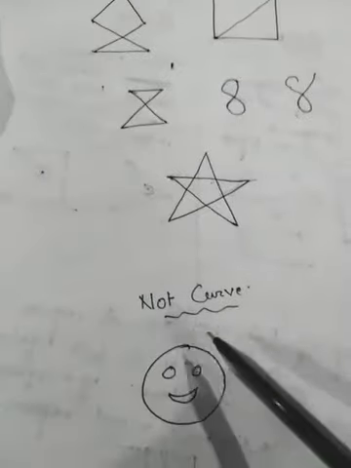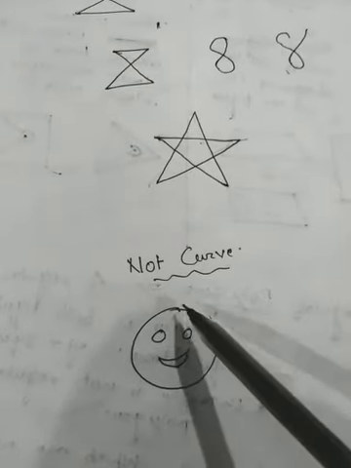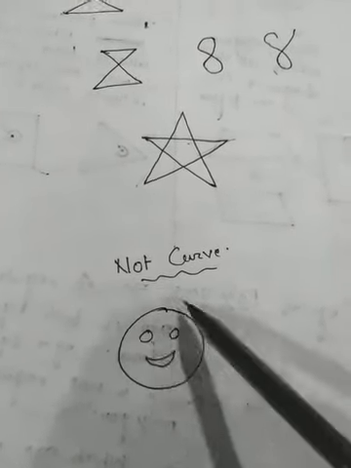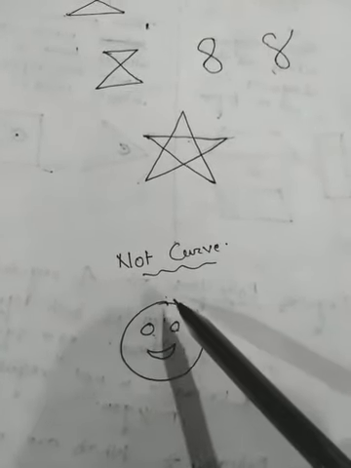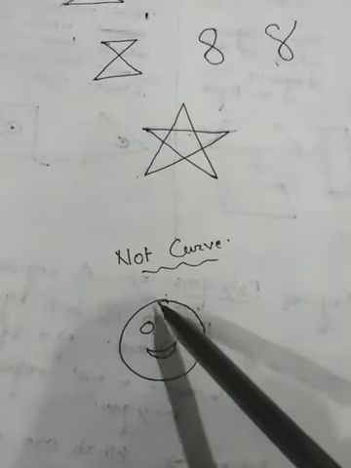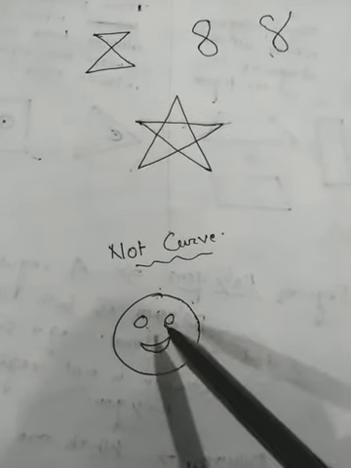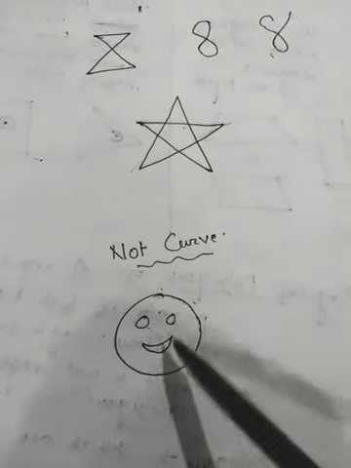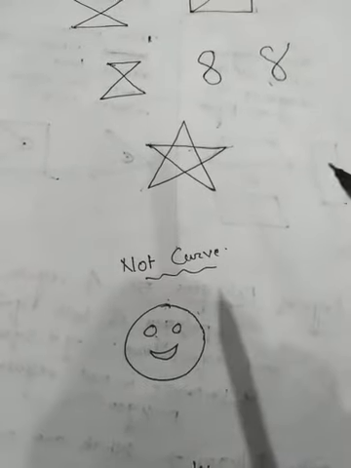But this is not a curve. Why? Suppose I have to draw this particular figure. First I have to draw one circle, and if I have to draw these two eyes of this particular drawing, then I have to lift my pen, and then again I have to draw this, isn't it? Individually you can say that this is a simple curve, this is also a curve, this is also a curve, and this is also a curve. But as a whole, this is not a curve, because to draw this particular figure you have to lift your pen. Fine, so it is not a curve, students.